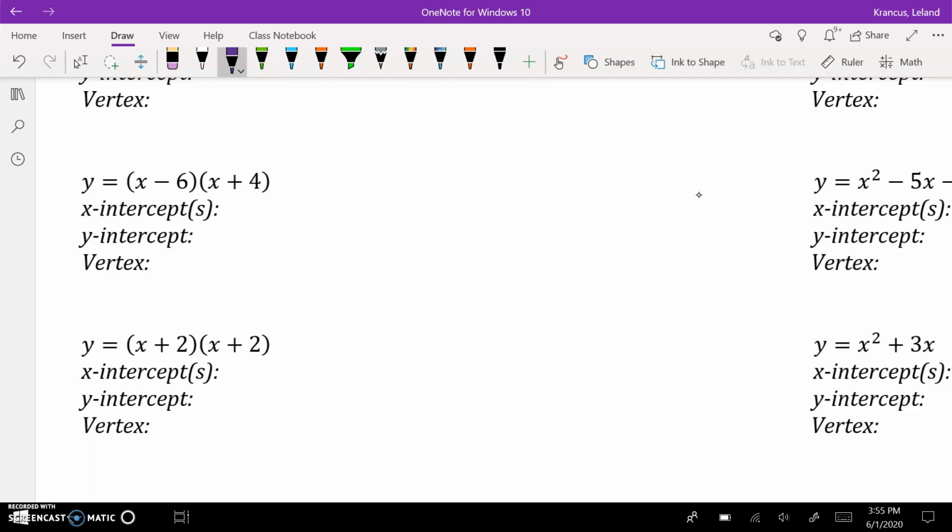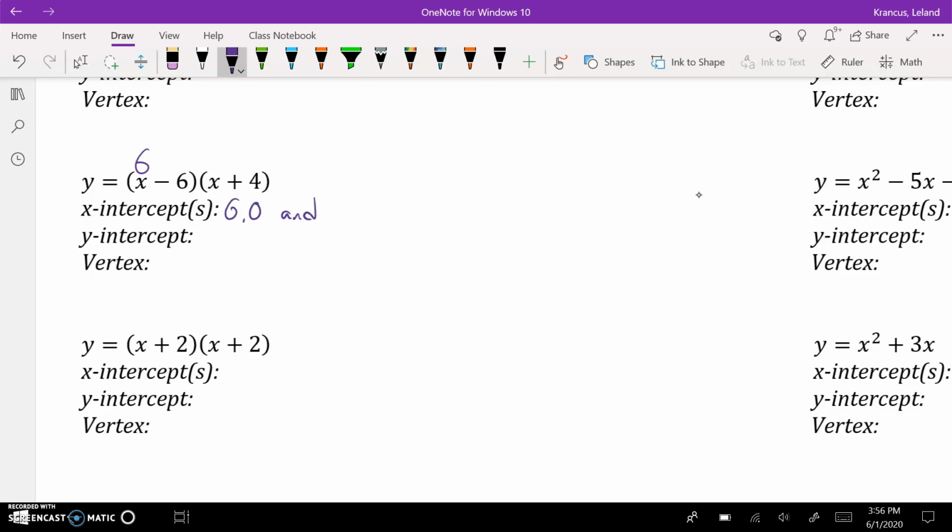So first of all, you can tell with this one, if x was positive 6, 6 minus 6 would be 0. It doesn't matter that it makes our other expression 6 plus 4, which is 10. 0 times 10 is going to be 0. So we know one of our x-intercepts is going to be at 6, 0.